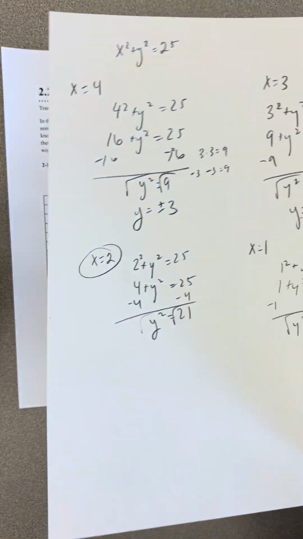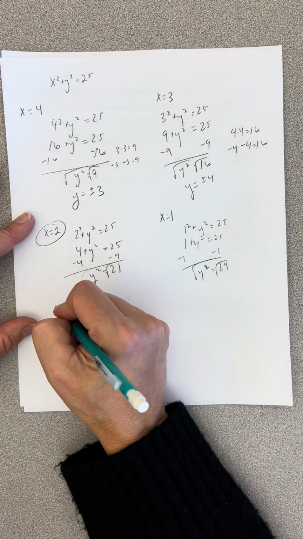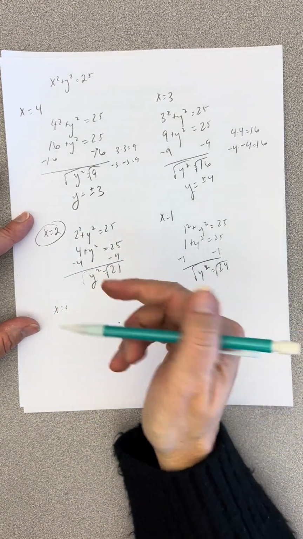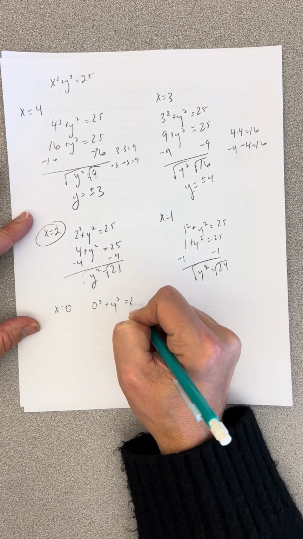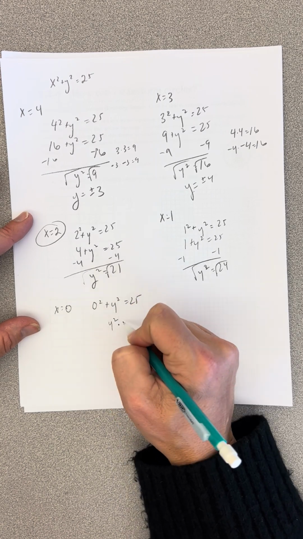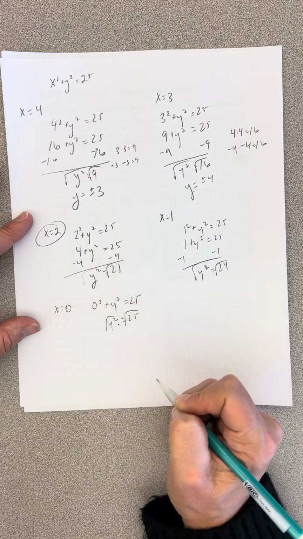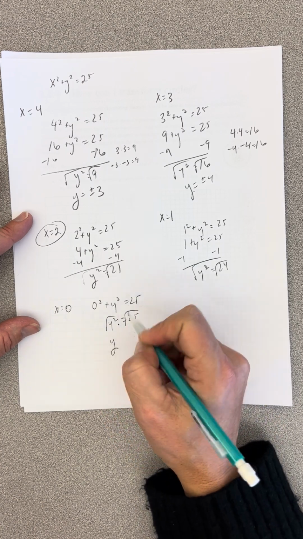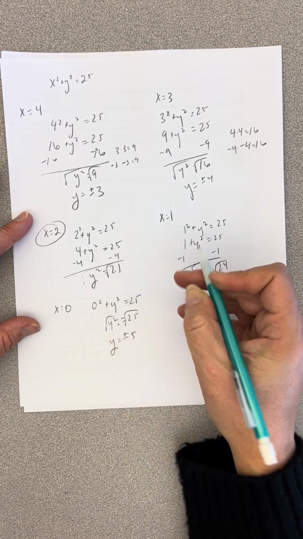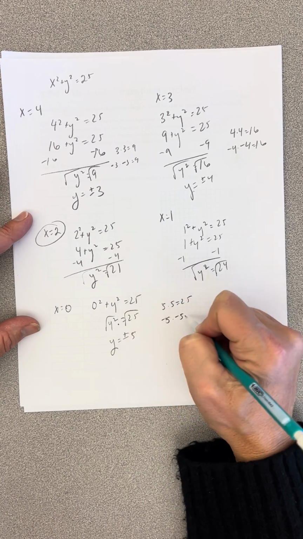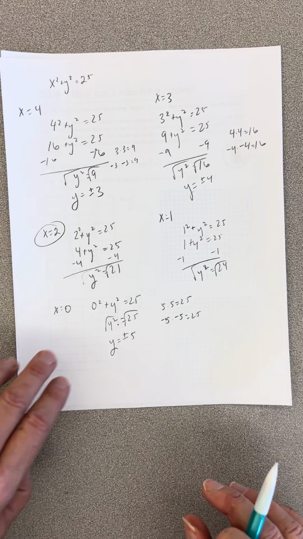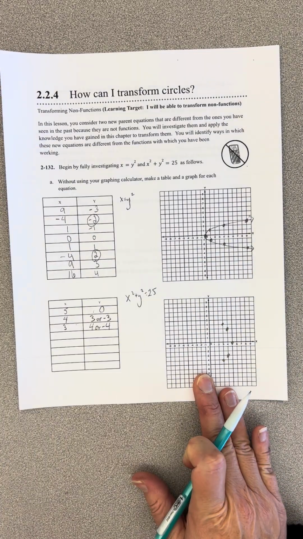So let's see if I can use an x of 0, see what happens with an x of 0. So again, we're going to have 0 squared plus y squared equals 25. Well, 0 squared is 0. Y squared is going to equal 25. Take the square root. The square root of 25, you guys, again, it's positive or -5, because 5 times 5 is 25, and negative 5 times negative 5 is also 25. So an input of 0 gives me outputs of 5 or negative 5.